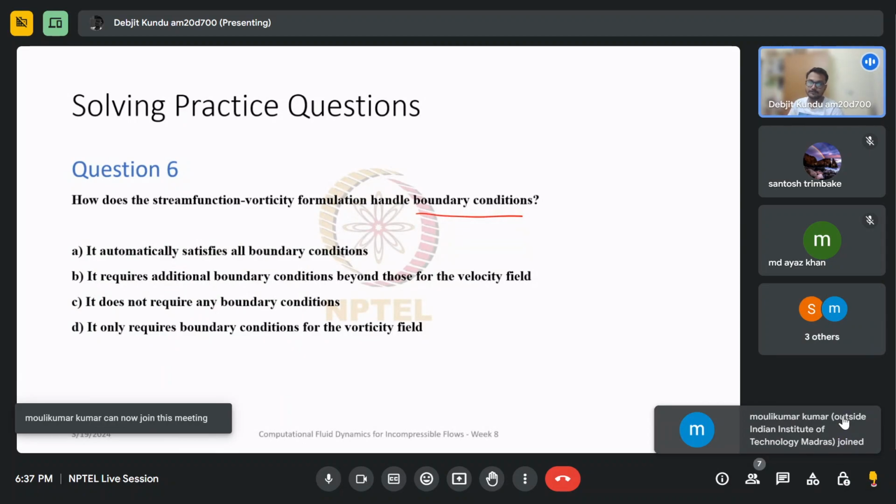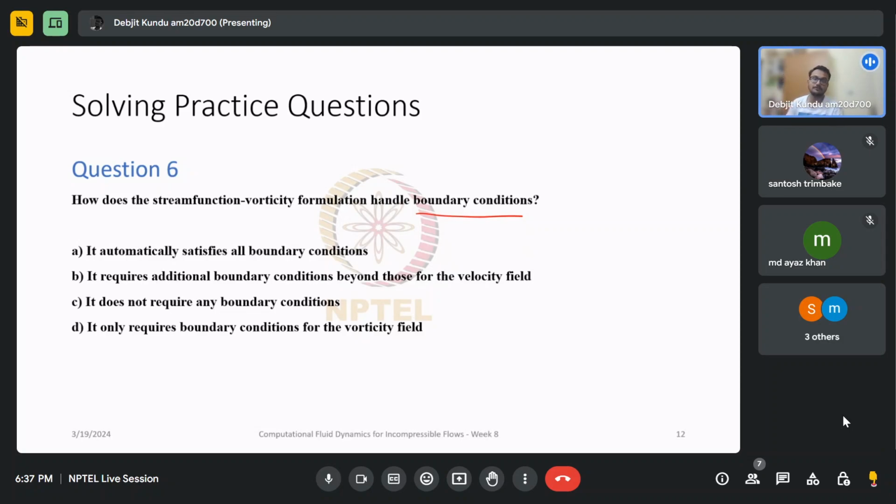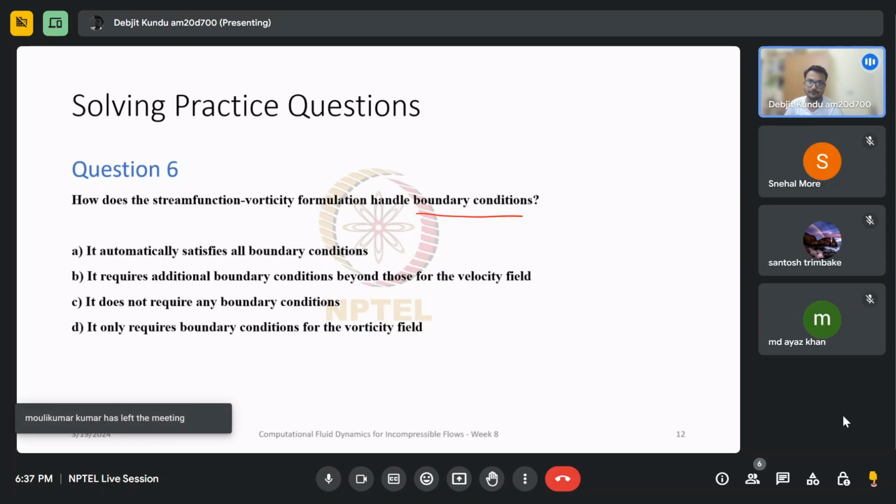How does the stream function vorticity formulation handle boundary conditions? Is it option A, that it automatically satisfies all boundary conditions? Is it option B, that it requires additional boundary conditions beyond those which are given for the velocity field? Is it option C, it does not require any boundary conditions? Or is it option D, it only requires boundary conditions which are for the vorticity field and nothing else? Which one should it be? A, B, C, or D?